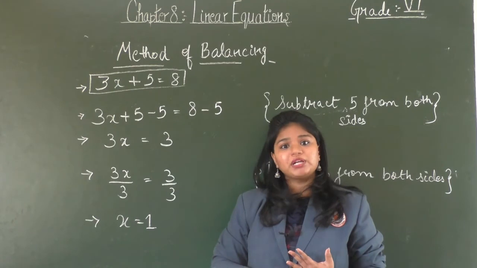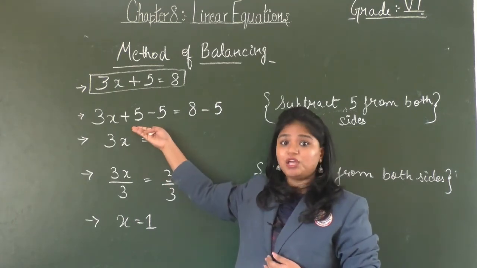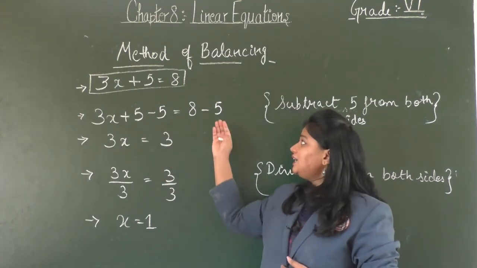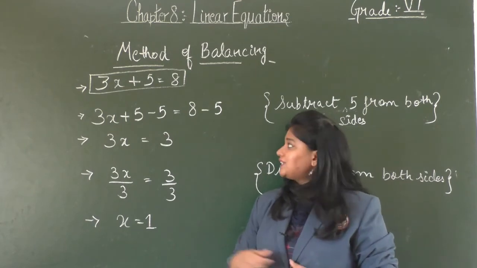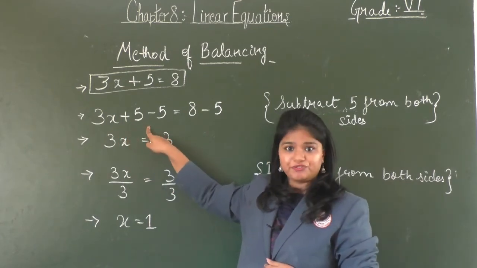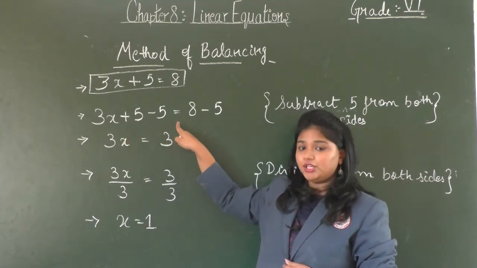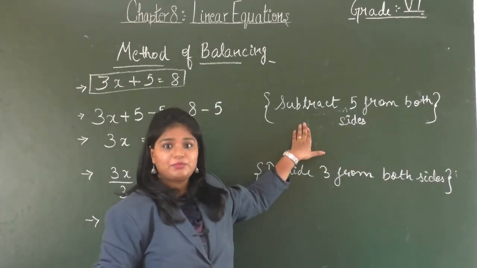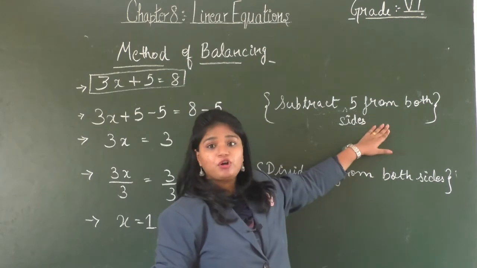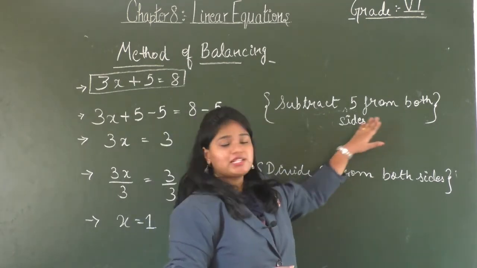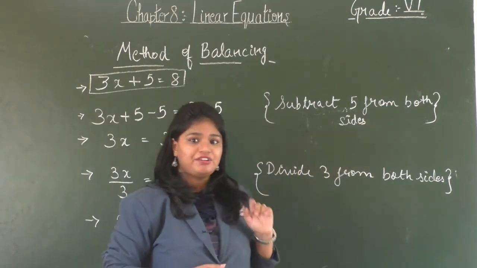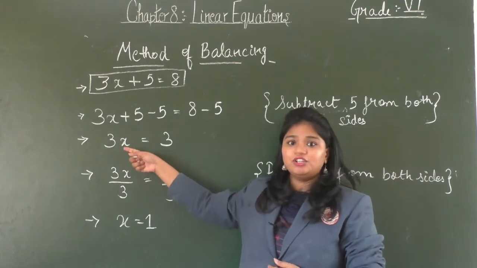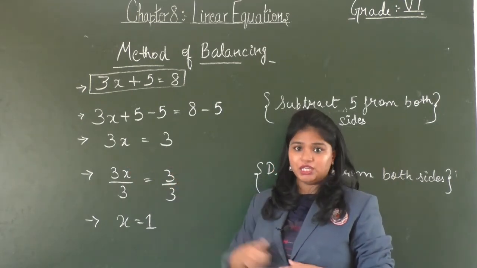Now if we are performing an operation on the left hand side, we have to perform the same operation on the right hand side. So we will write it as 3x plus 5 minus 5 equals 8 minus 5. And here you have to write it in the brackets, subtract 5 from both the sides. So both sides means LHS and RHS. So here we get 3x equals 3.